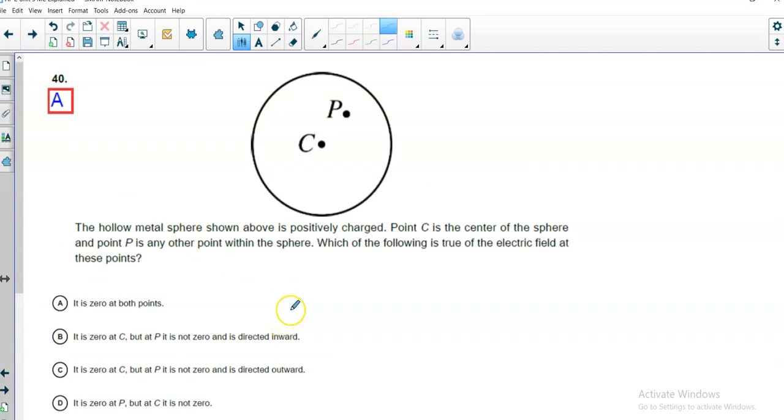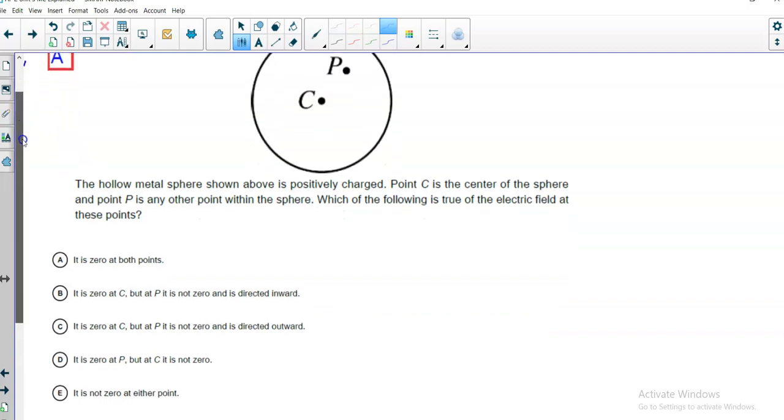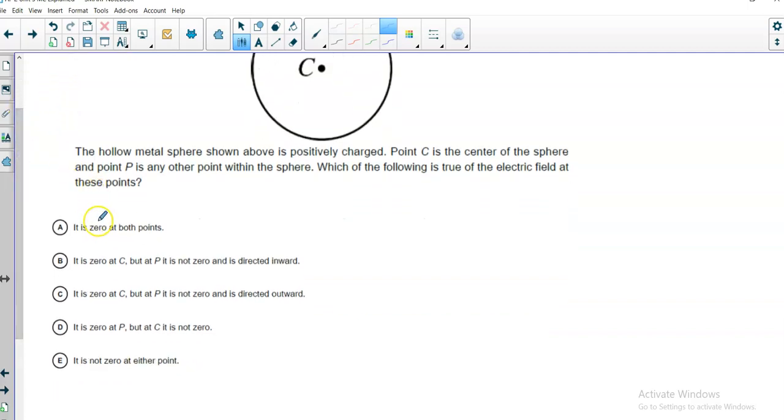A hollow metal sphere shown above is positively charged. Point C is at the center of the sphere, and point P is any other point within the sphere. Which of the following is true about the electric field at these points? They're both 0. Anywhere inside is 0. Anywhere inside a conducting sphere is 0.